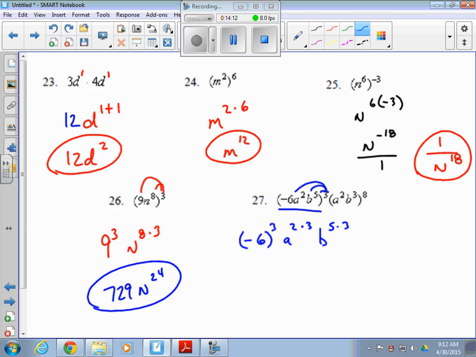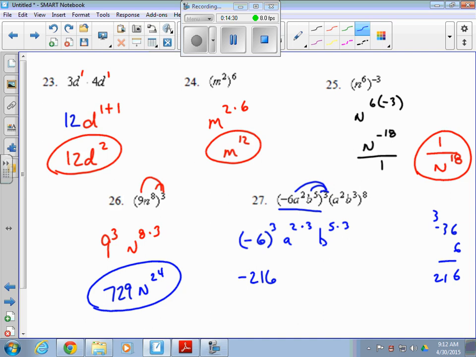So negative 6 to the 3rd power is negative 6 times negative 6, which is positive 36. And negative 36 times 6 is negative 216.